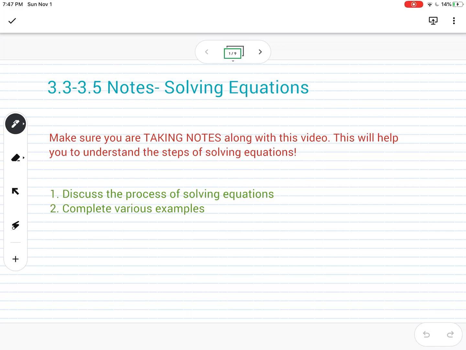And today we're going to be going through two things. We're going to discuss the process of solving equations, and then we're going to complete various examples. So make sure you are writing down both the process and, of course, copying down all of the examples. And then you can star or highlight any questions you have so we can go over those together in the live session.